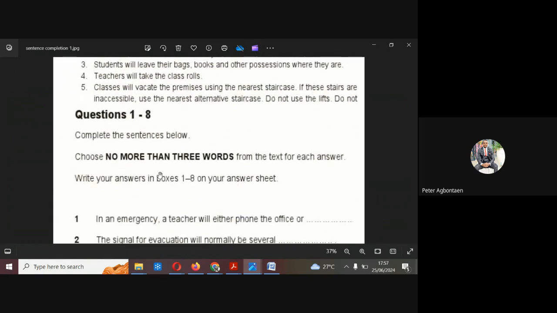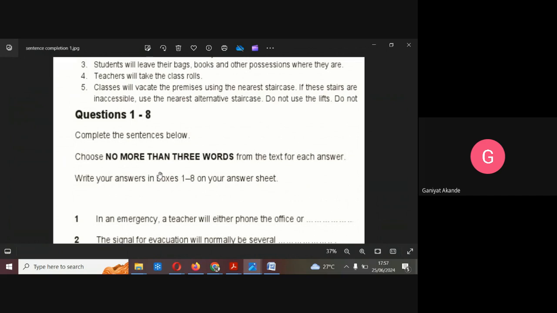Now, in the case of this question, it says choose no more than 3 words from the test for each answer. So that's what it says here. Now, I must say that it's vitally important for you to adhere to the instruction. It's of utmost importance. And the reason for that is if you violate the instruction, even if you are right, they will mark you wrong.